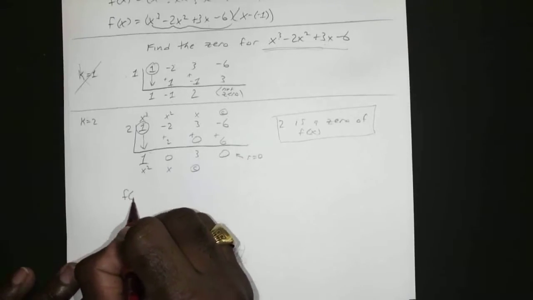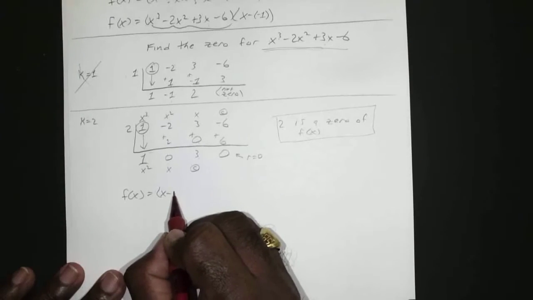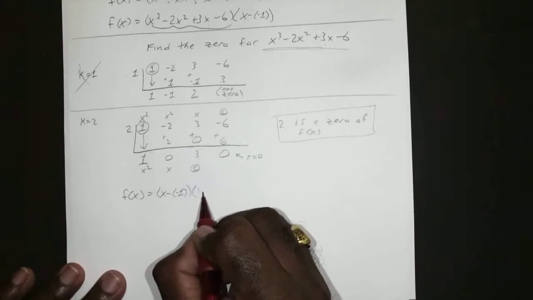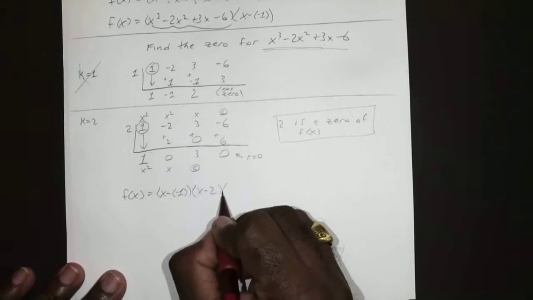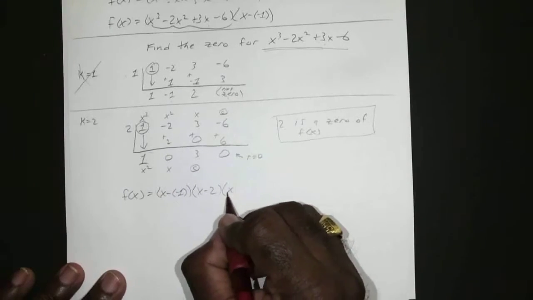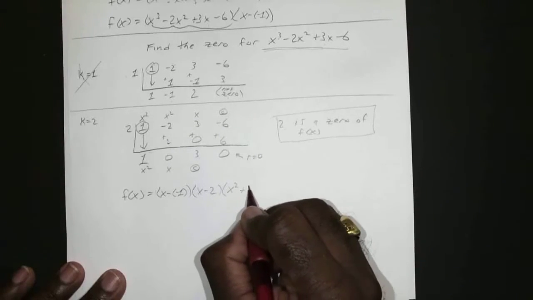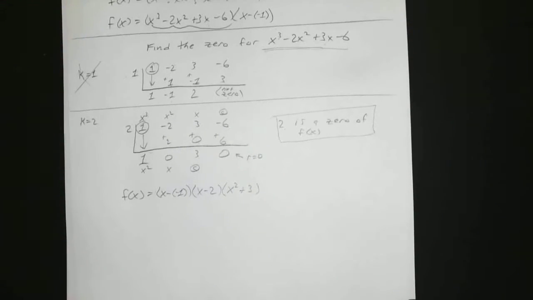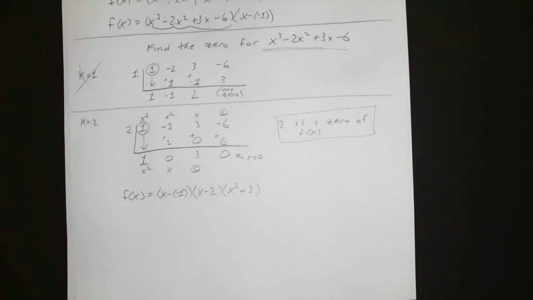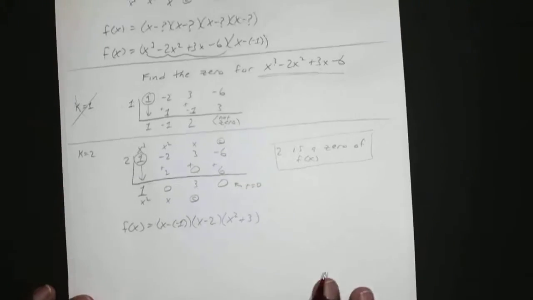Now we have f of x equals x minus -1, now we have x minus 2, times x squared plus 0x. I guess you can say that, x squared, 0x. You can leave out the 0 if you want to. Plus 3. Now the thing is, x squared plus 3, you can't factor that and get a real number. So these are actually all of your real zeros.